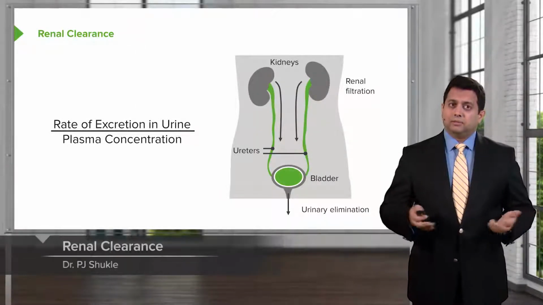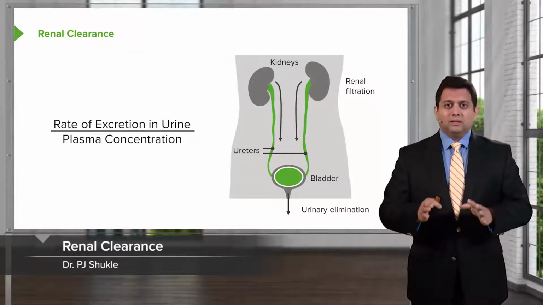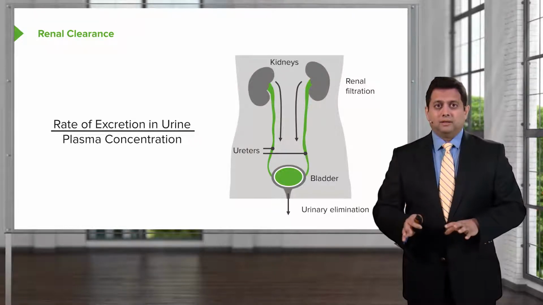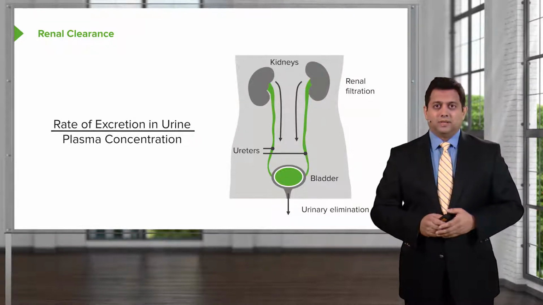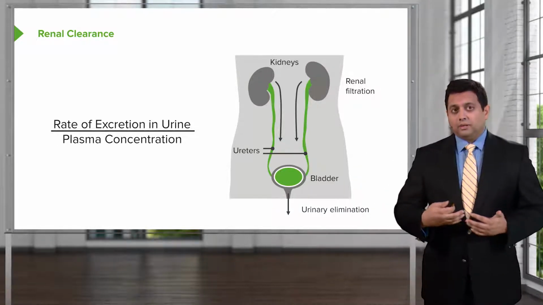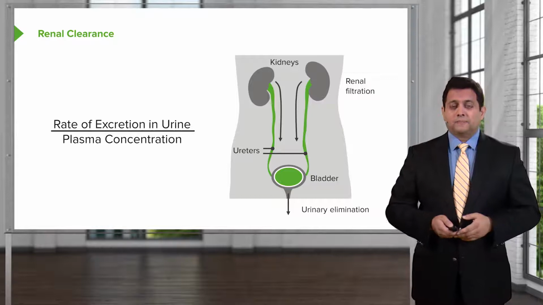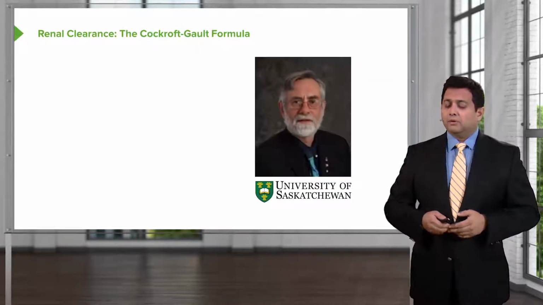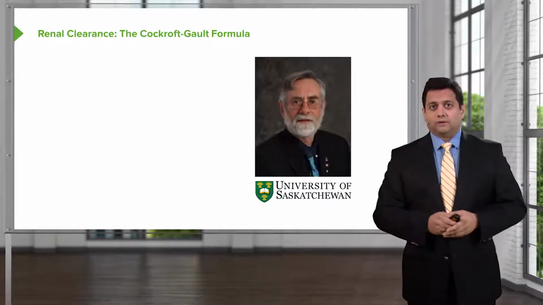Let's talk about renal clearance. Now, renal clearance is the rate of excretion in the urine divided by the plasma concentration. So you can see here that the kidneys are going to be very, very important in eliminating most of our drugs. Now, we use something called the Cockcroft-Gault formula.